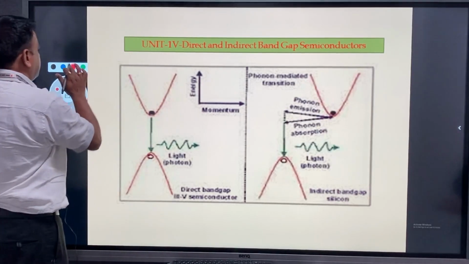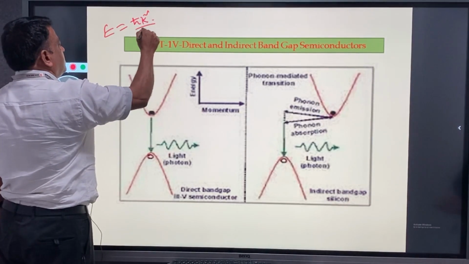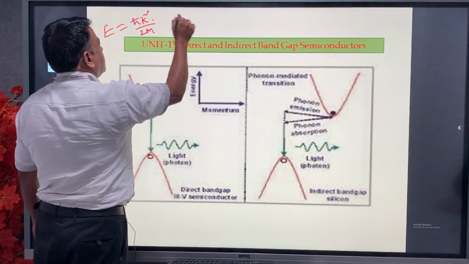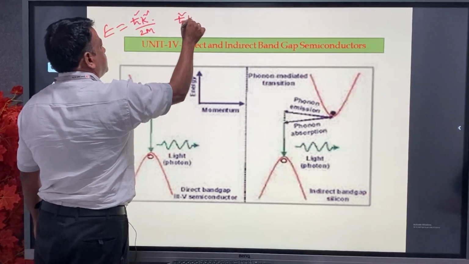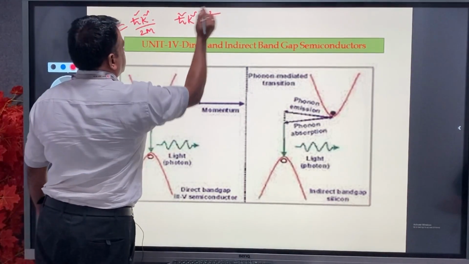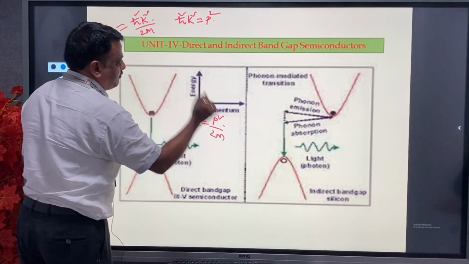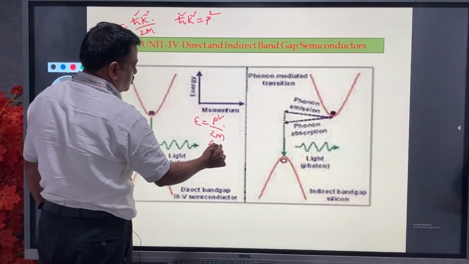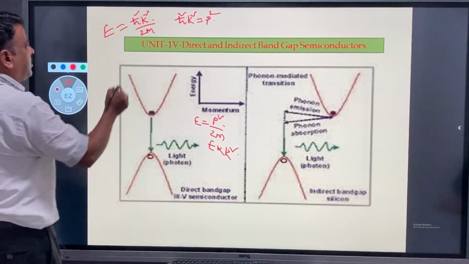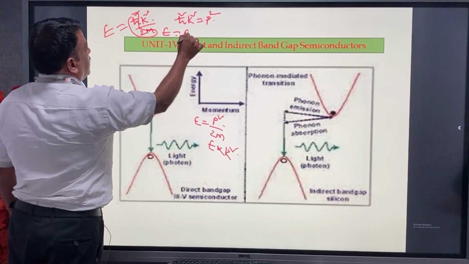We know that E is equal to ħ²k² by 2m. This is the relation between energy and momentum. Here ħk represents the momentum, so ħ²k² is p², and E is equal to p² by 2m. So E is directly proportional to k². Here ħ²/2m is a constant, so let E equal a k².